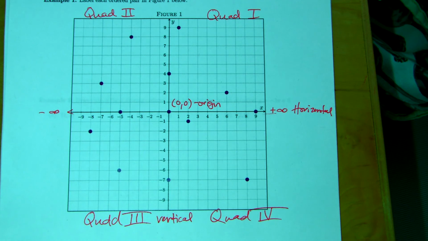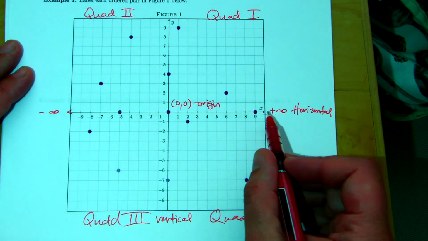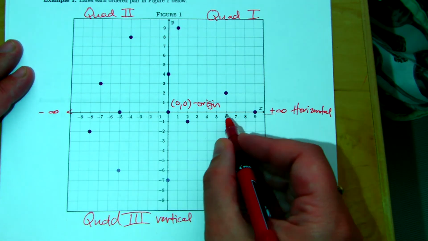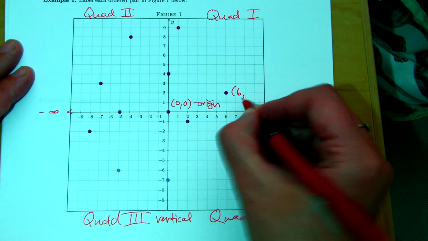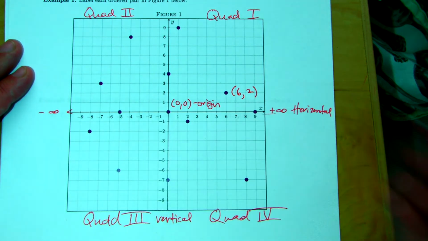Okay, so we're going to list these. When we do the ordered pair, we're going to list the x's and the y's in order. So we go first over, how much did I go over in x? So over here, I went over 6, so my x coordinate is 6. Then I go up 2, so the y coordinate is 2.